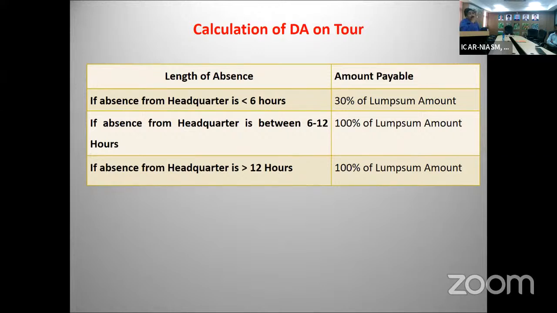Questions come again on how it is calculated. I am sure maybe 50% of you may not know the very correct way to calculate DA. You should just remember: if absence from headquarters is less than 6 hours, DA is paid at the rate of 30%. If between 6 to 12 hours, 70%. If more than 12 hours, 100%.